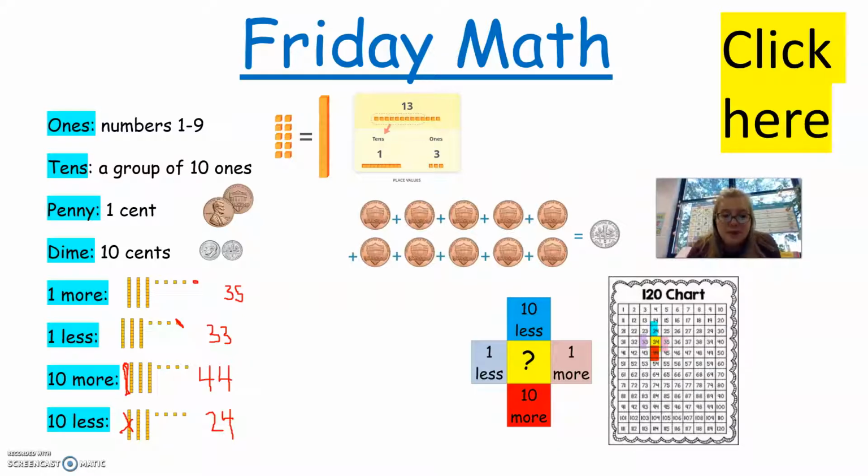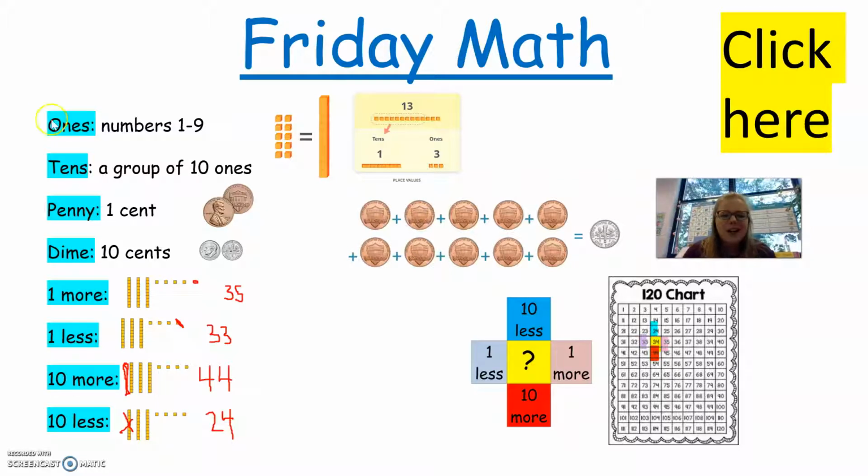I wanted to go through this vocabulary again. Ones are numbers 1 through 9. Tens are a group of 10 ones. A penny is worth 1, and a dime is worth 10. Okay? One more means you're adding 1. One less means you're taking away 1. 10 more means you're adding 10. 10 less means you're taking away 10.